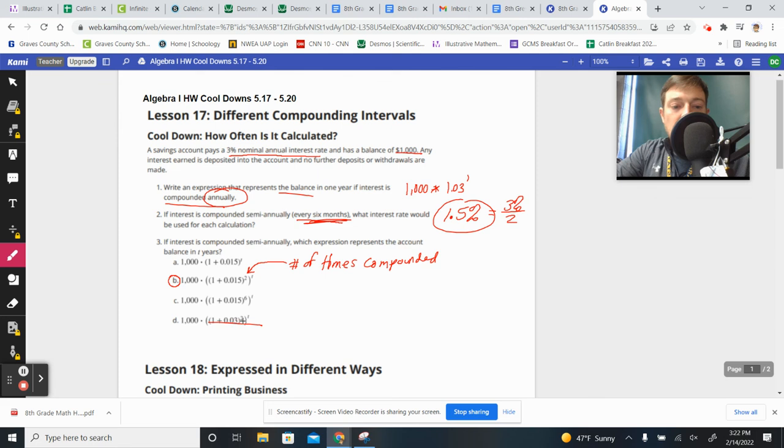And hopefully you can see why we're cutting out the 3% because we've got to split up that 3% into an adjusted compound percentage. That's all I've got for this one, and we'll continue to work with compound interest as we move forward.